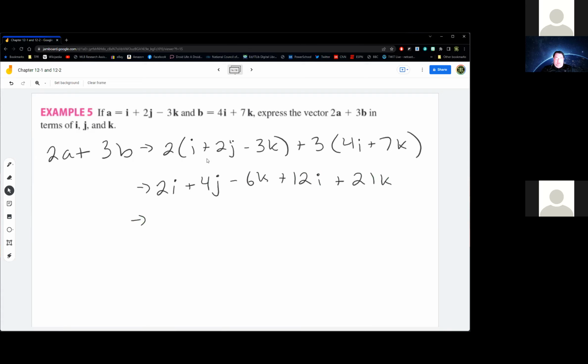And now I'm going to put the like ones together. So I'm putting the i's together, the j's together, the k's together. The trick though is you do want to keep them in order of i, j, and k. Don't mix them up. So we got 14i. There's no other j, so 4j. And then plus 15k. So these are just two different ways to write it. Since they're writing it two different ways, the process steps are the same, just looks different.